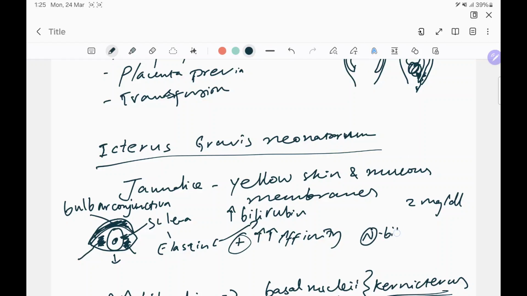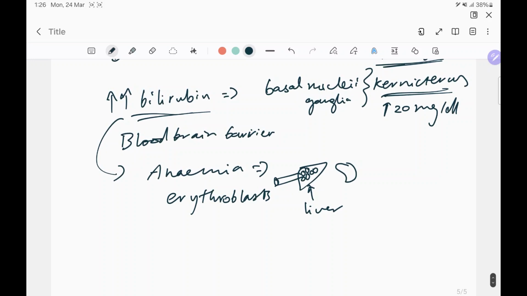Normal bilirubin is less than 1 milligram per deciliter, but you start getting yellow skin, mucous membranes, and eyes, which we call icterus, at 2 milligrams. So even if you are in the 1 to 2 milligram per deciliter range, you will not have jaundice or icterus, but you may still have hyperbilirubinemia. It's a high, not normal level of bilirubin, but it may not be visible clinically, so just be aware of that also.